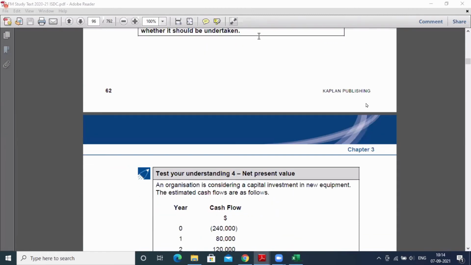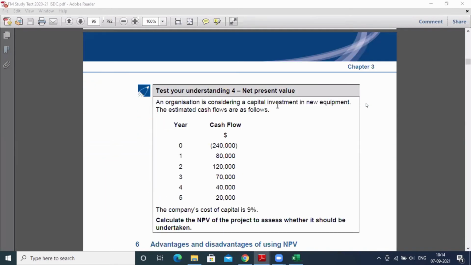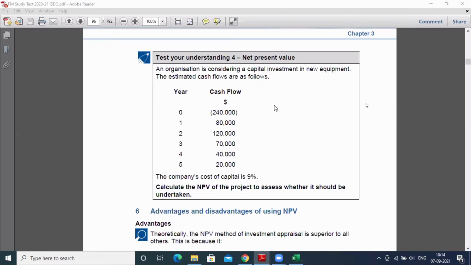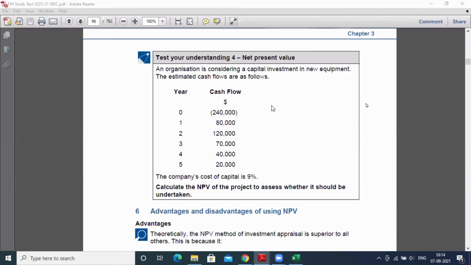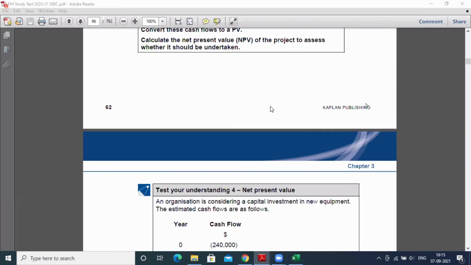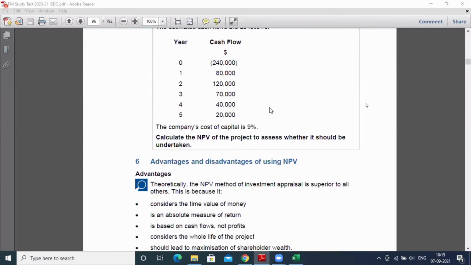I am expecting these test your understandings. I hope everyone knows the calculation of this. So this test your understanding, please consider it as your homework. Shall I skip this test your understanding 4? I think you know this, right? How to calculate. So that's why I'm skipping this. Can I do that?